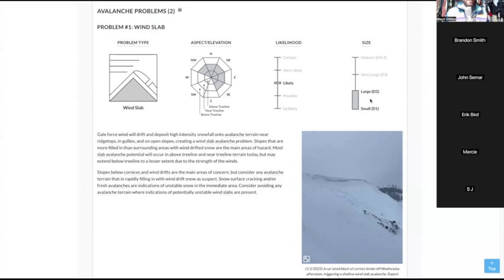D4 would be pretty darn big, but they can take out trees, they can take out trucks, they can take out a railroad track, etc. Like D4 and 5, if those are predicted, stay well away from avalanche terrain.